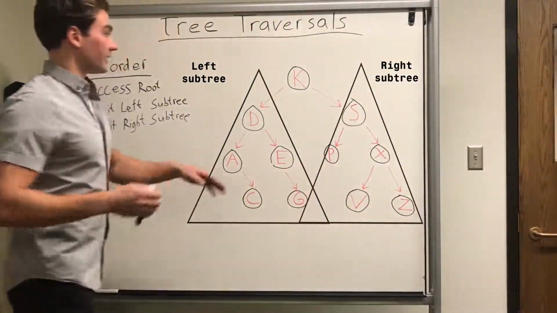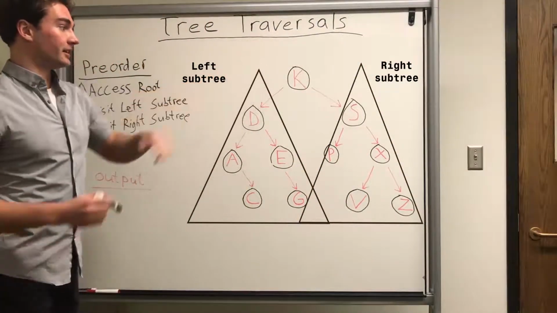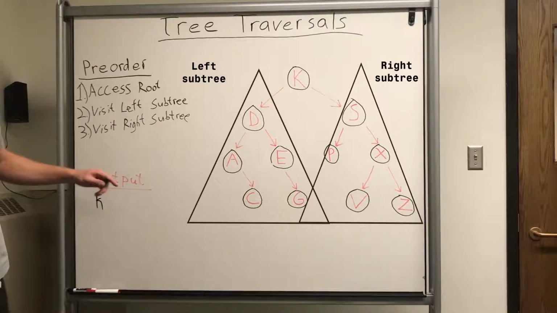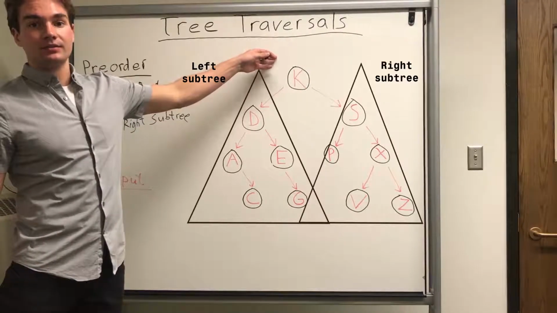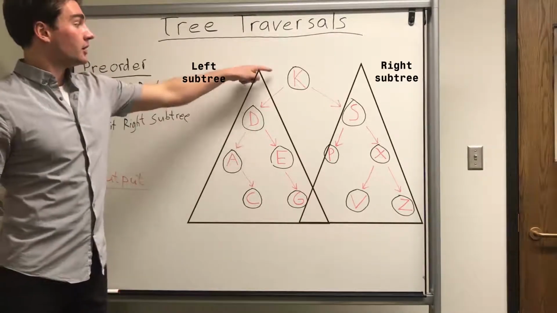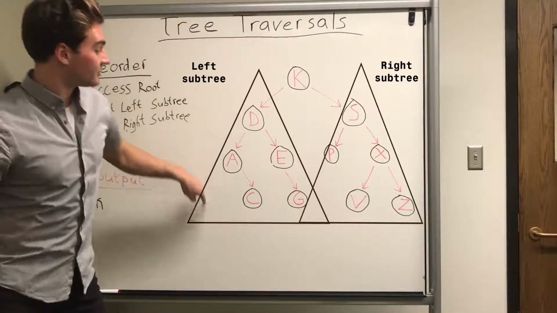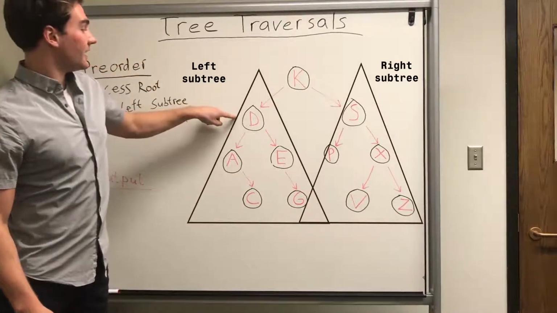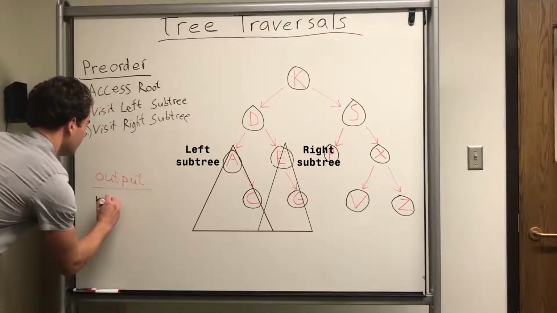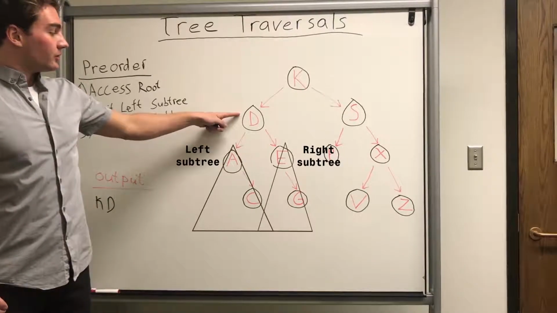So we start off and we access the data item by printing it. So we're going to print the root K. Here's going to be our output for the program. Next, we need to visit the left subtree and the right subtree. And you do this for every single node. So if we go here, now we're in this subtree right there. And as our algorithm says, we access the root by printing it. So we'll go with a D. Great. And then we do the same thing.